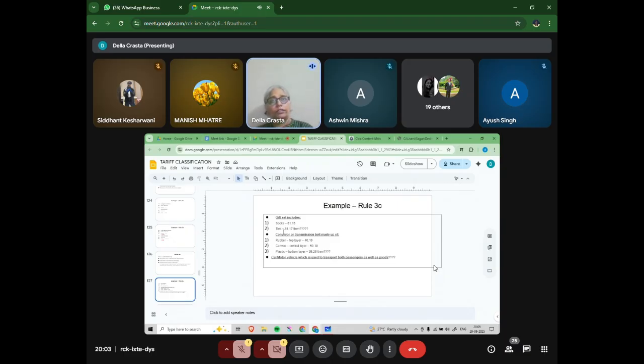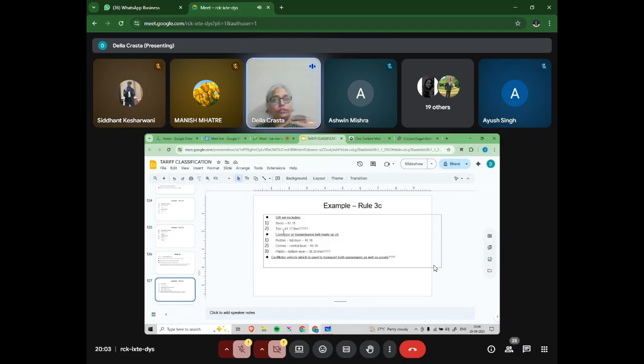Which item is playing the main role here? Which item is giving the essential character to the entire article? Are you able to establish that? No, ma'am. You cannot say that socks is giving the essential character and ties is not. Both are contributing equally here. Yes, ma'am. Both of them, but as per rule 3, it will go in 6117.